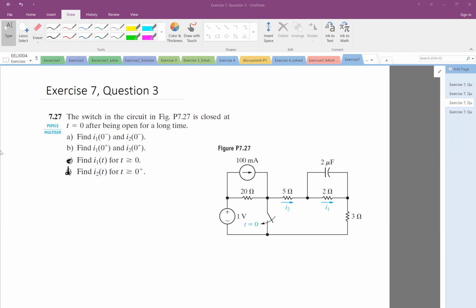Okay, so the switch in this circuit is closed at t equal to 0 after being open for a long time. So before t equal to 0, when t is less than 0 for a long time, the switch has been open. So basically that's open. And in that case also, the capacitor will be charged and it's going to be open. So the equivalent circuit before 0 is this.